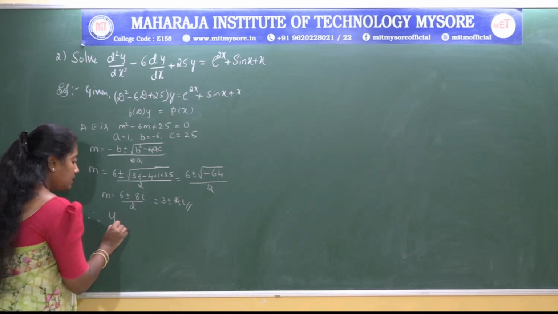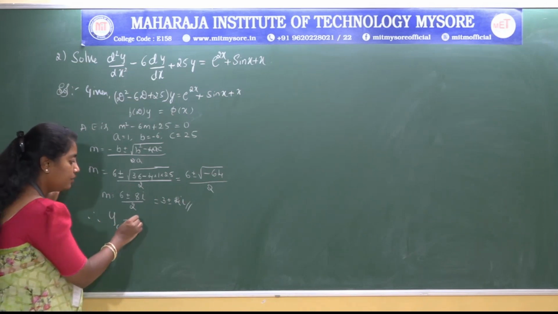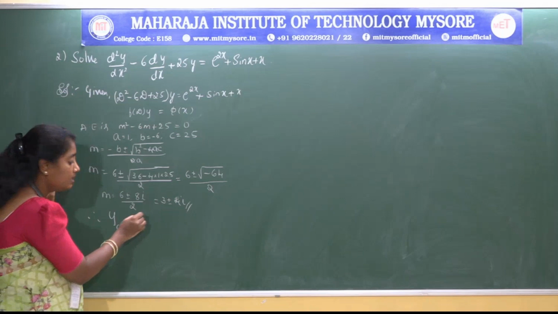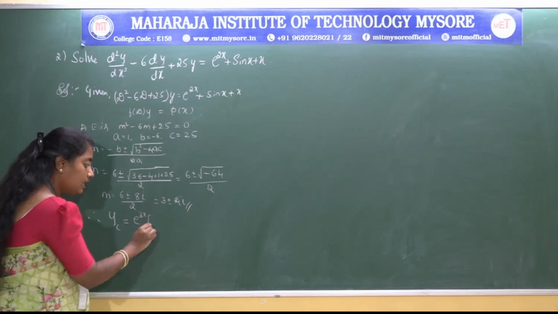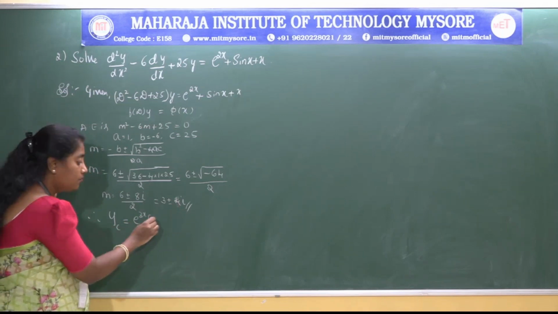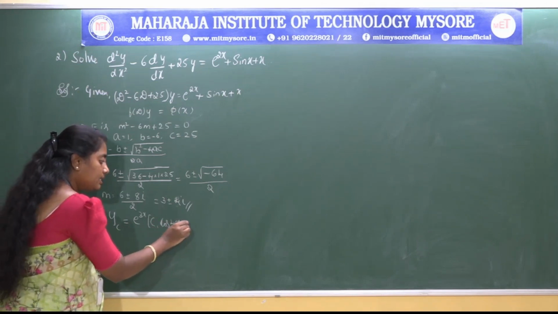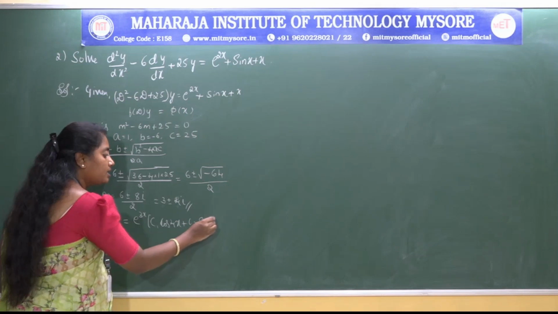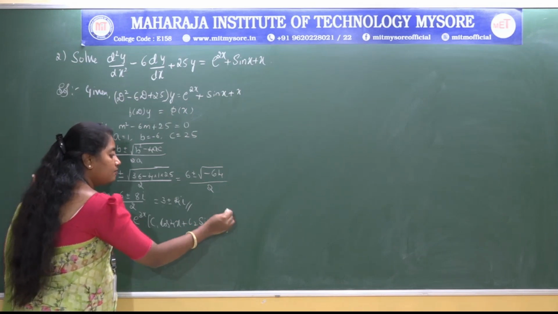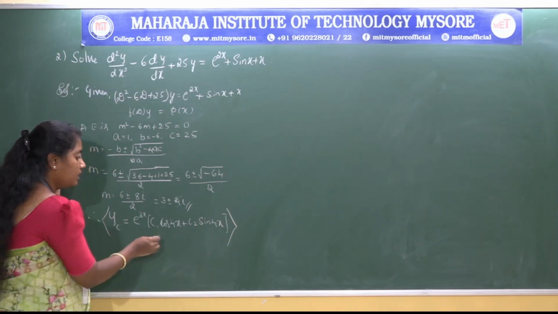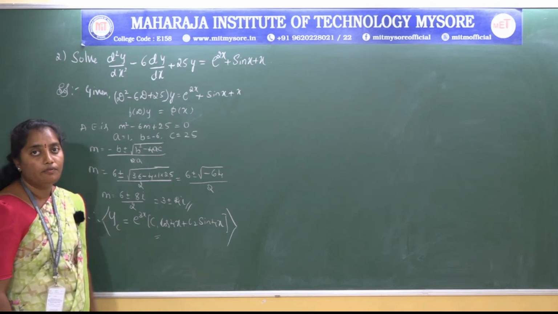Therefore, the complementary solution yc is equal to e to the power of the real element, which is 3, e to the power of 3x, into the imaginary value, which is 4: c1 cos 4x plus c2 sin 4x. So this is the first part of the solution of the given equation, that is the complementary function.